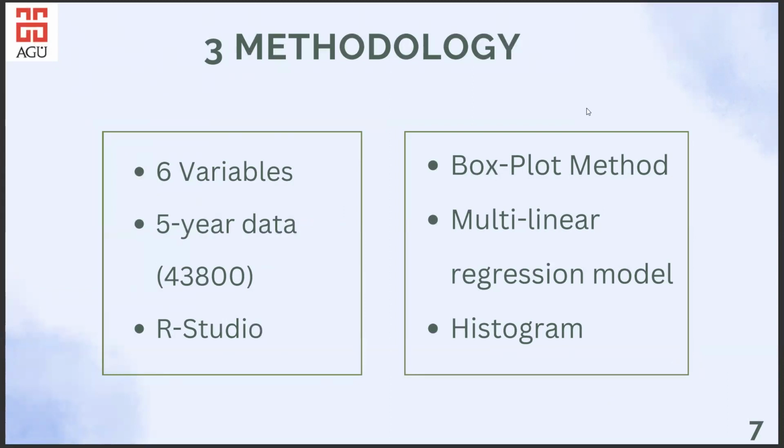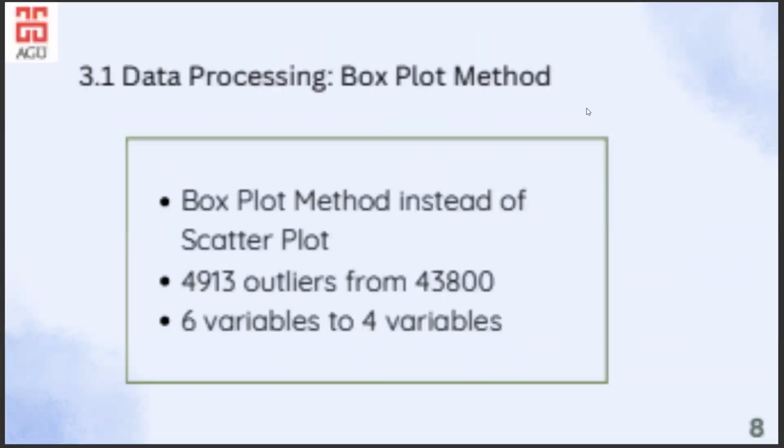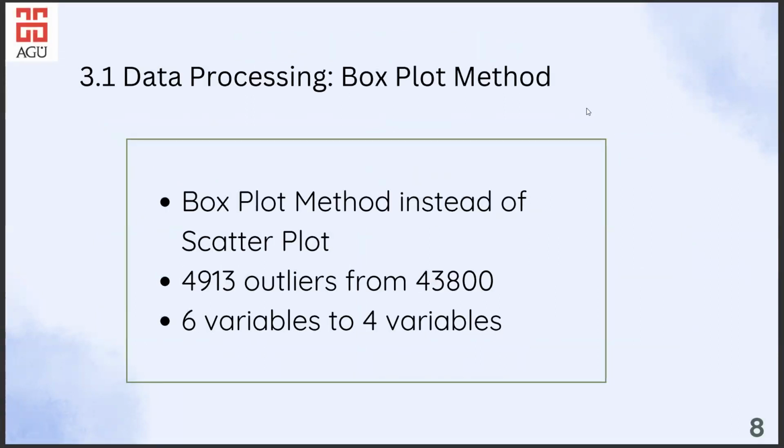In the methodology part, we try to test the effect of these 6 determined variables on air pollution. A 5-year data set consisting of approximately 44,000 data points was used with the R programming language. We aim to find the box plots, multilinear regression model, and histogram graphs for our data set. Next page, please.